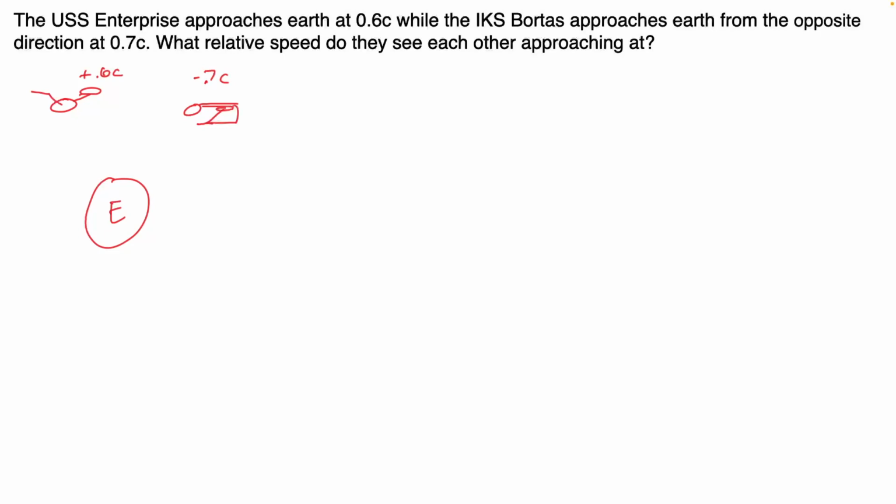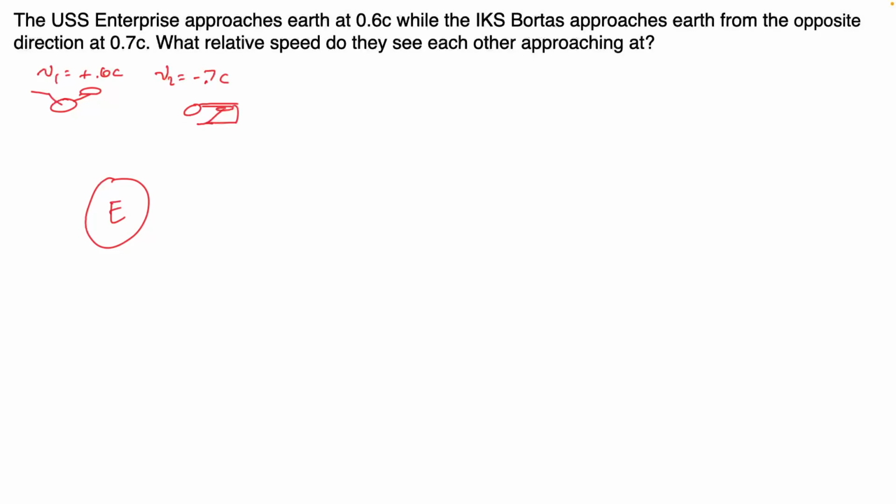Okay. All right, so in the language of what I just taught you, what's V1, what's V2, and what's V? What's V1? Pick one, Enterprise or Bortas, it doesn't matter. Okay, we're just going to call it the Enterprise. So V1 is that. What's V2? It's the other object's speed as measured by Earth, right? Remember, V1 and V2 are both measured by the same person. That make sense? Okay.